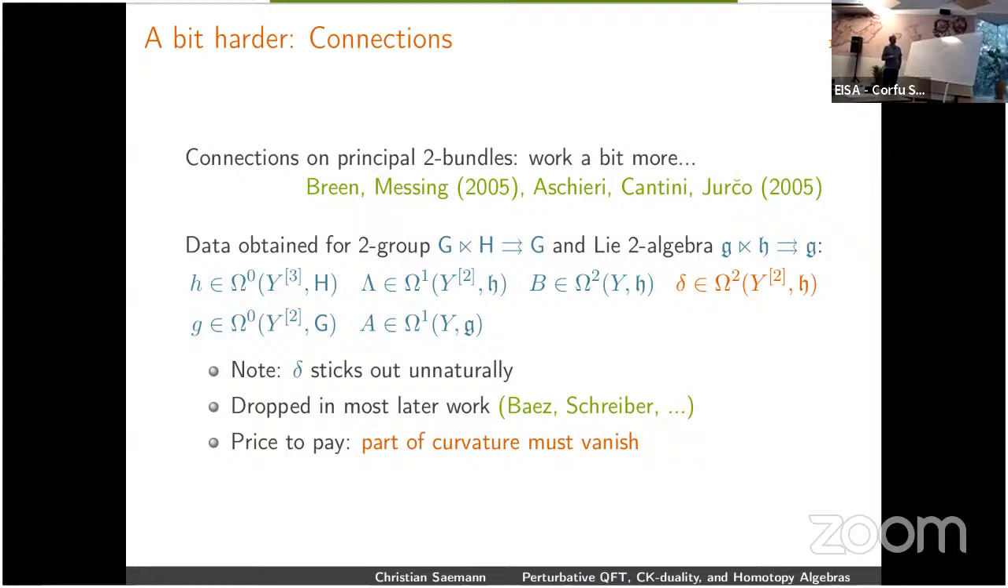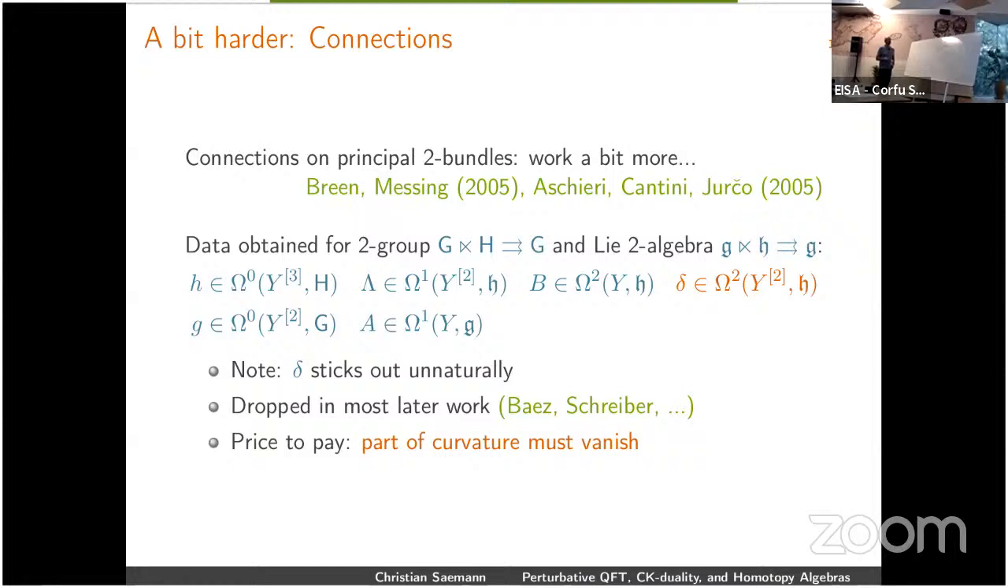Because usually you can always trade a form degree for one degree in overlaps, right? You see here, I have a double overlap, and if I want to go down to Y, I get an additional form degree. The same happens here, right? I have zero-forms on Y3, one-forms on Y2, two-forms on Y, and so on. So this sticks out a little bit. This seems to be a little bit, what do we do with it, right?